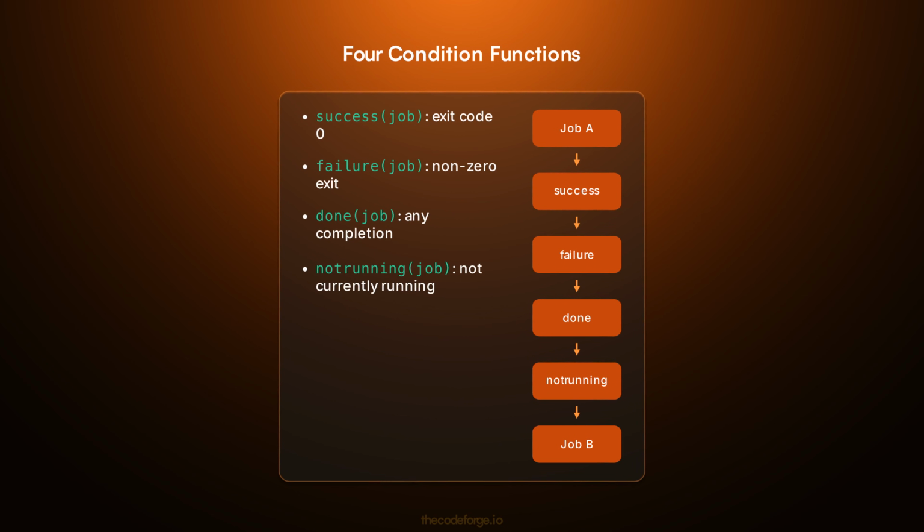Success triggers when the reference job completes with exit code 0. Failure triggers on non-zero. Done fires regardless of exit code. Not running triggers when the job is not in running state. Each takes a job name as argument.